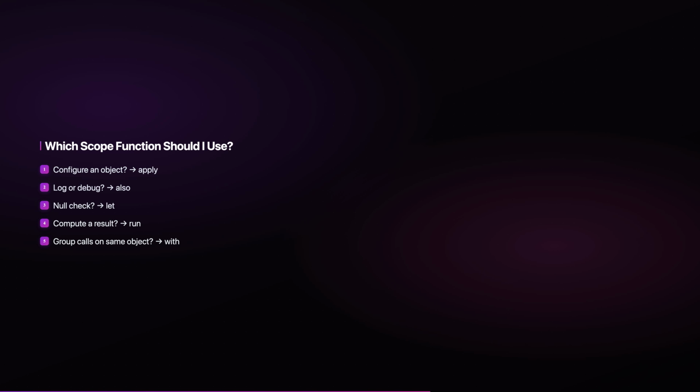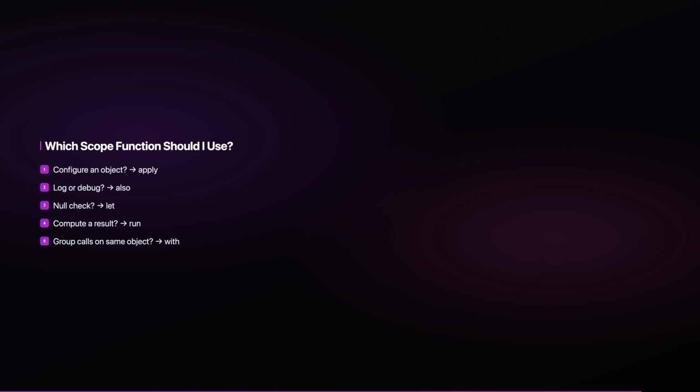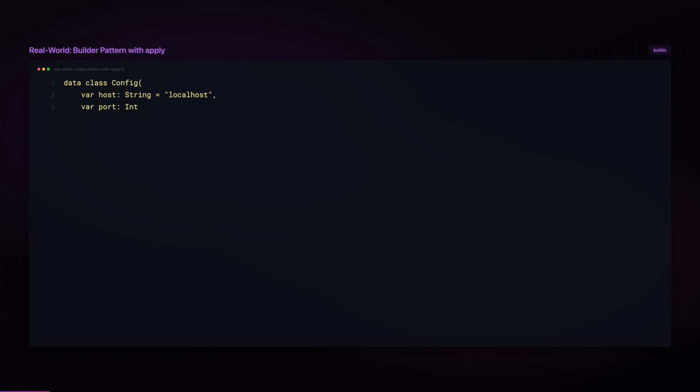Need a null check? Use let with the safe call operator. Need to compute a result from an object? Use run. Need to group multiple calls on the same object? Use with. Let's see apply in a real-world scenario.